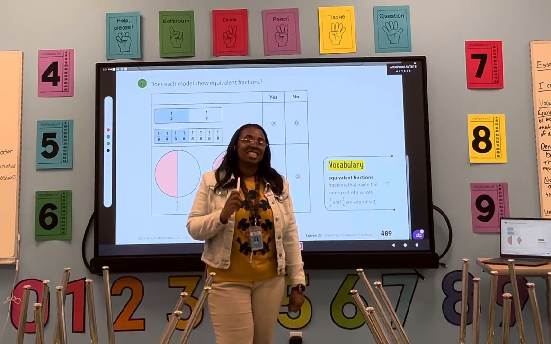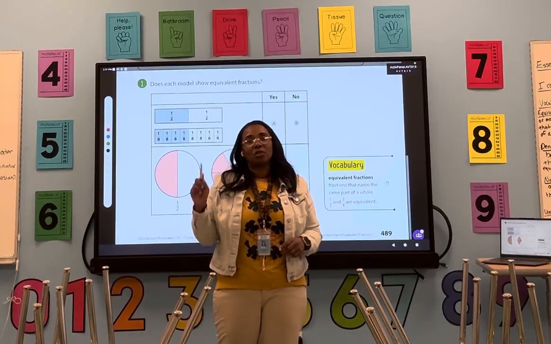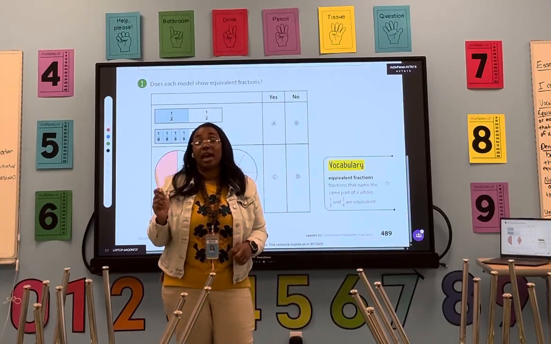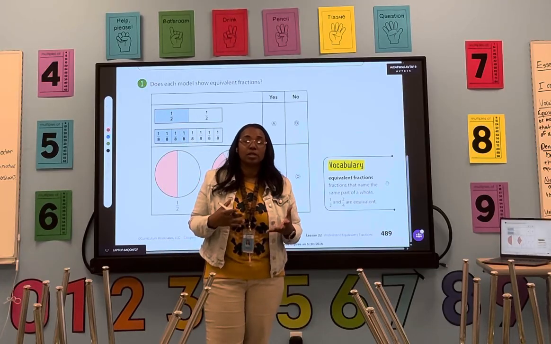Today our lesson is lesson 22, session 2. Tomorrow is our review lesson, and then Monday is the actual quiz. Now this lesson today we are still looking at equivalent fractions.